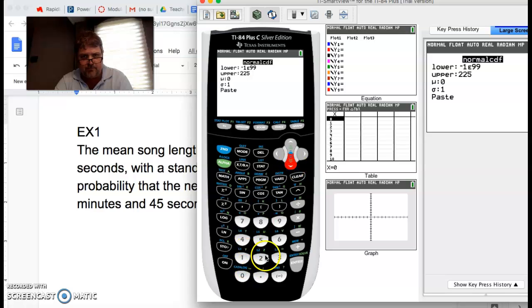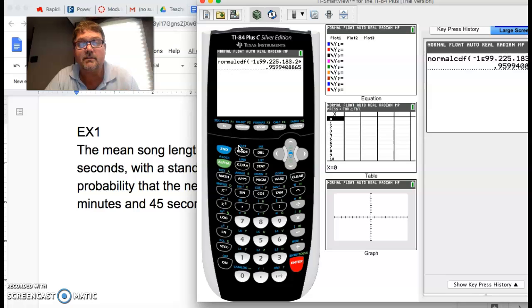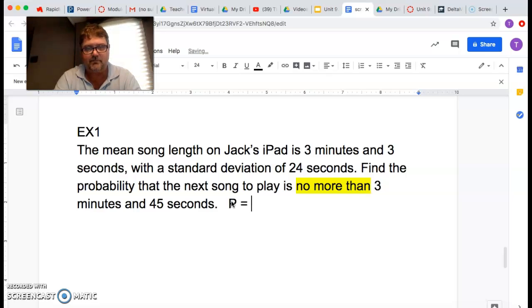We had a mean of 183 and a standard deviation of 24. And if we calculate that, the probability looks like it's going to be about 0.959, I better use my glasses, 0.959, or I guess 0.960 if we round to the thousandths. So we'd say the probability, I guess we'll use P, is 0.960.